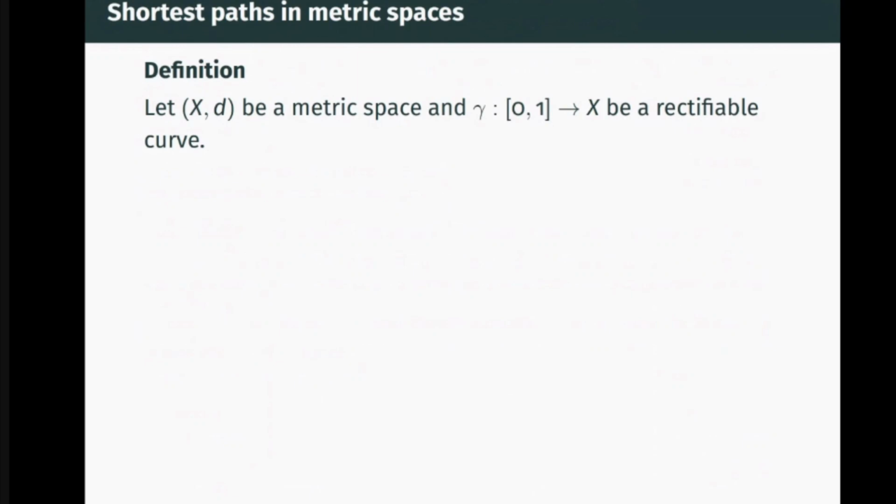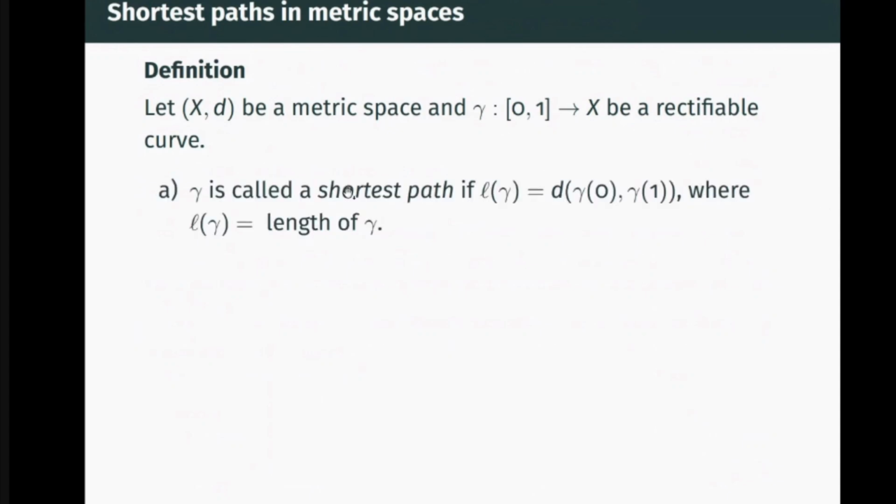So this is the most general construction. In Riemannian manifolds, you probably know what minimal geodesics look like, but I will give this very general description. We start with an arbitrary metric space and some rectifiable curve, so some curve whose length we can compute. Then we call gamma a shortest path if its length, L of gamma, is just the distance between the start and end point. So this is very simple.